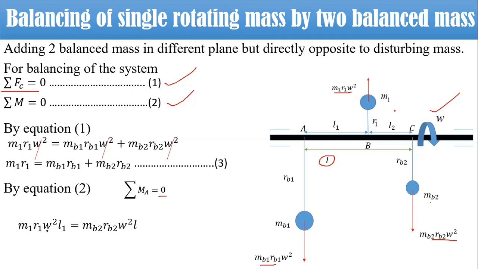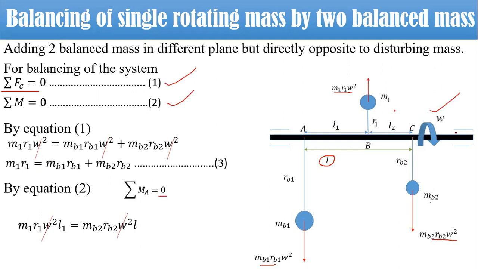From here omega square will be cancelled, and we can find the product of mv2 and rv2. So the product of mv2 into rv2 is equal to m1 r1 L1 divided by L. This is equation number 4.